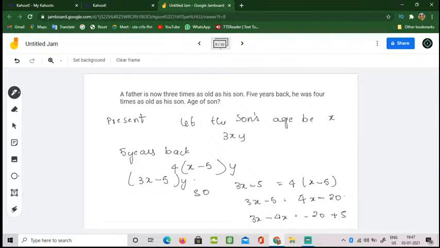So I'm writing it here. It is minus x equals minus 15. Here we get minus x, as 4x is greater and it has the minus sign, so we can cancel both the minus signs, and so x equals 15. So the son's age is 15. Okay, I hope you all got it.